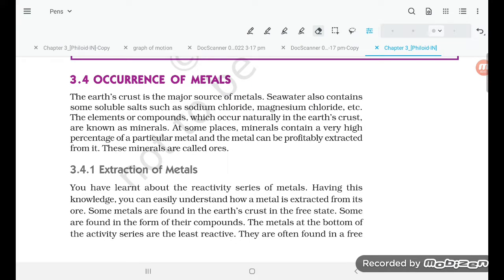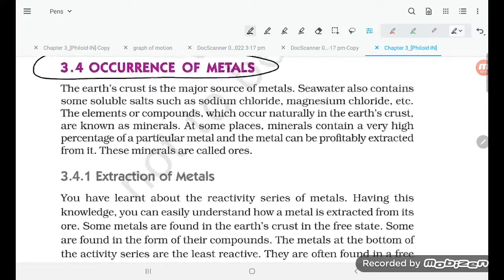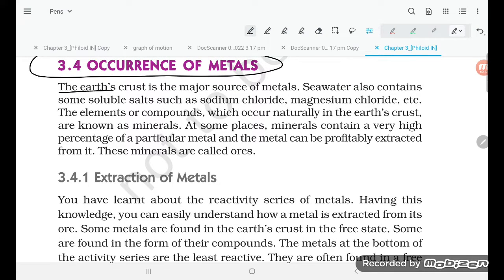Hello students, let's try to understand the occurrence of metals and their extraction, which we are going to study for the class 10th NCERT book. So dear students, the earth's crust is the major source of metals.